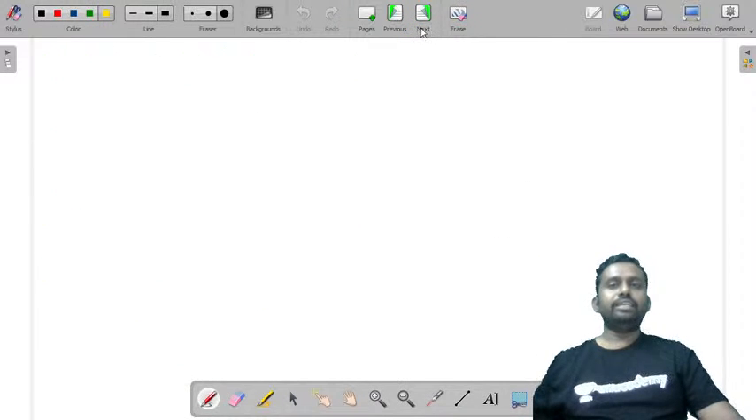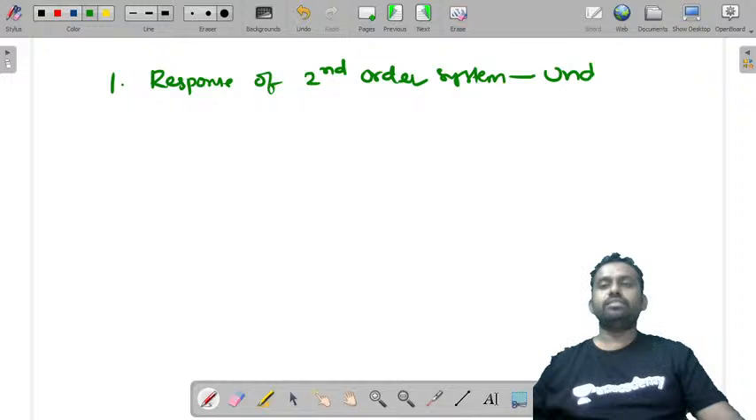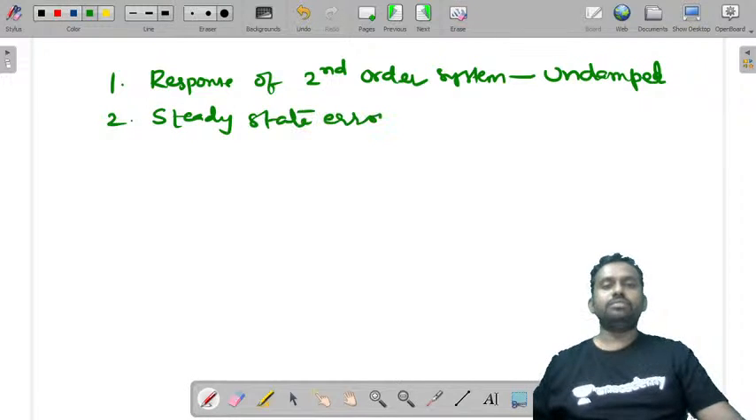So hope this is clear. Today what we have discussed is the response of a second order system, and we have discussed the undamped response. You can also have critically damped, underdamped, and the rest of the cases. We have also seen what is a steady state error and error constants as well.